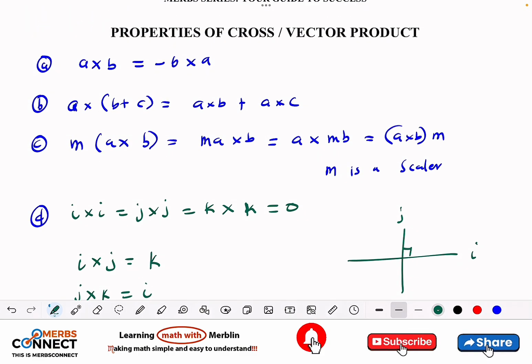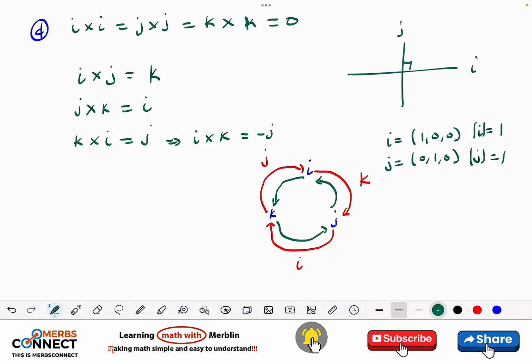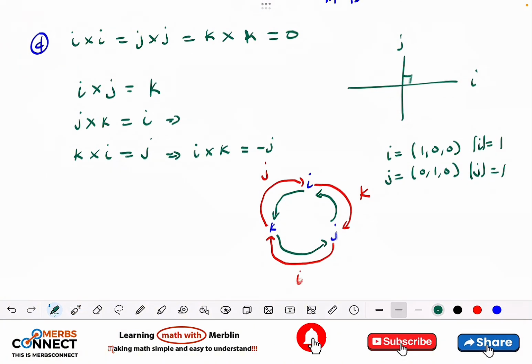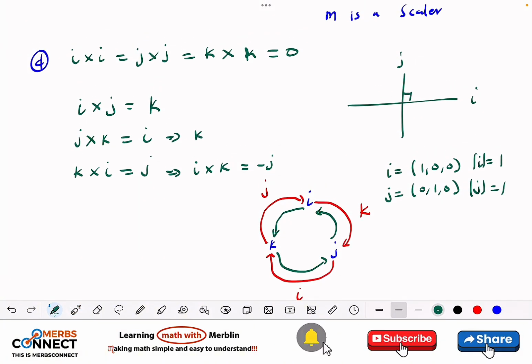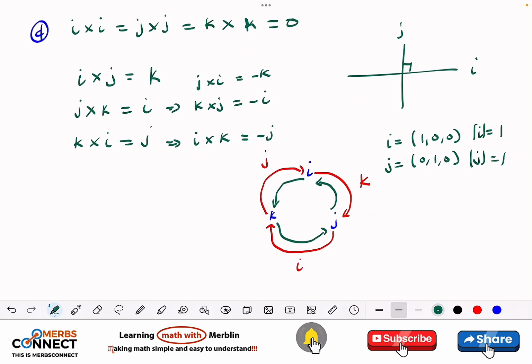As we saw from here, one of them should be negative. So when you want to go the other way, you should be getting negative. Then guess what will happen here? When I reverse k and j, so I'm now moving from k to j, right? So from k to j is going to give us minus i. And then from j to i is going to give us negative k. Very simple.